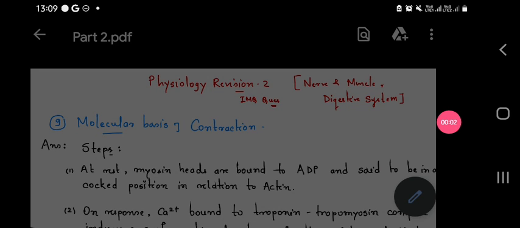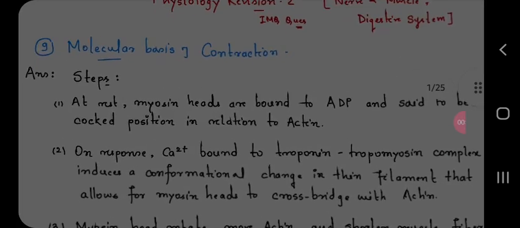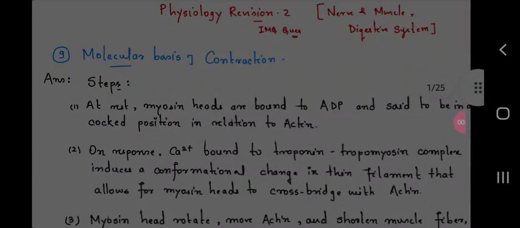Hey friends, in this session we will be revising physiology: nerve and muscle, and the digestive system. Okay. Molecular basis of contraction.